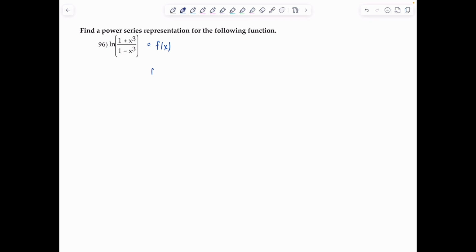So let me use my natural log properties and rewrite this as ln of 1 plus x cubed minus ln of 1 minus x cubed. And now differentiating is going to become a lot more simple. So the derivative of ln of 1 plus x cubed is going to be 1 plus x cubed in the denominator, and then by the chain rule, I have a 3x squared up top. Minus, and then the derivative of ln of 1 minus x cubed would be 1 minus x cubed with a negative 3x squared up top. So then this ends up being positive, right?